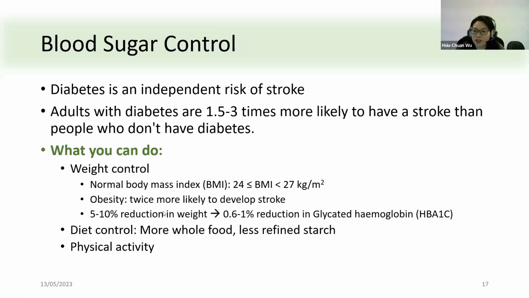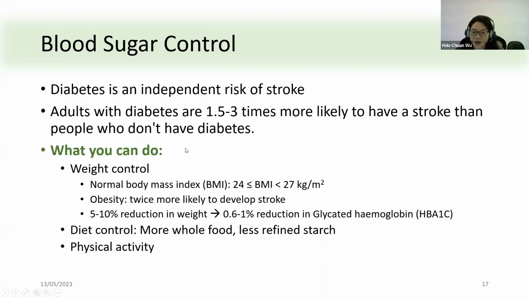So let's first talk about blood sugar control, because I think diabetes is the most severe public health issue around the world, because we have more and more diabetes patients nowadays because of our diet and people eating more. And diabetes is an independent risk factor of stroke. Adults with diabetes are 1.5 to 3 times more likely to have a stroke than those who don't have it. So apart from the medication treatment, which I think is the responsibility of a doctor, for a patient with diabetes, there are lots of things you can do.